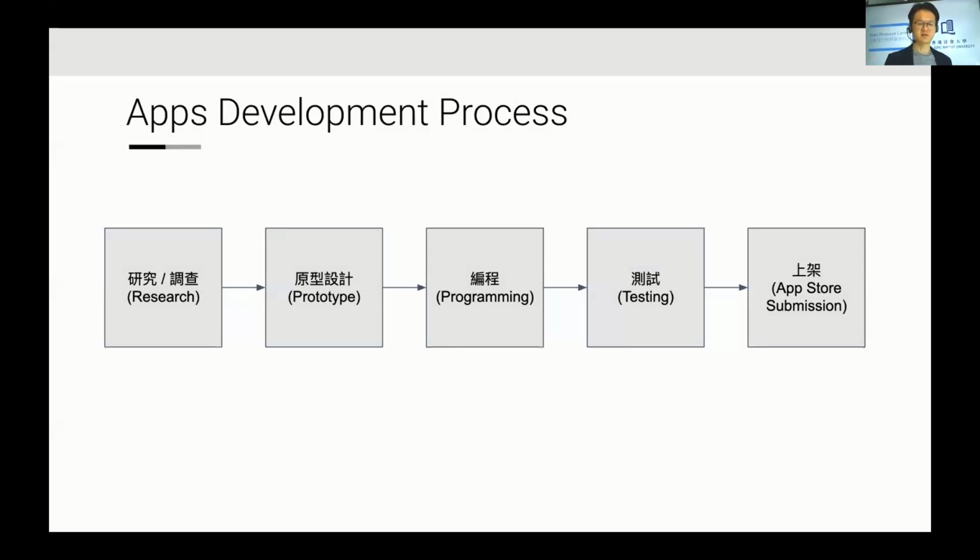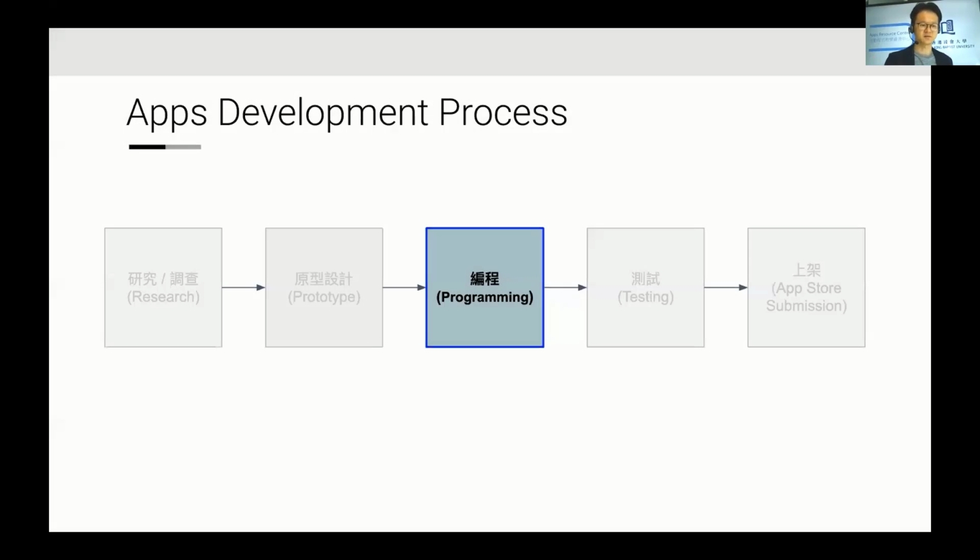Now, back to the app development process we were talking about before. So remember these 5 steps, right? We've done the prototype. The next thing we do is programming. So now we'll look at the programming aspect of app making. Actually, there are many different tools for creating an app, many programming tools for creating apps.